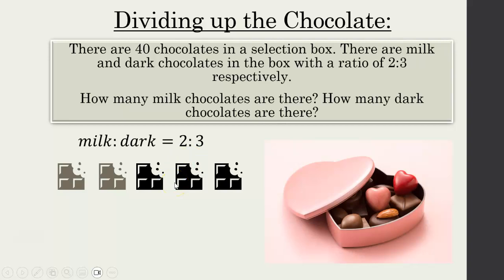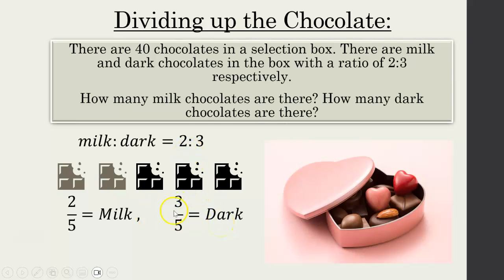Now, why did I pick 5? You'll notice 2 plus 3 is equal to 5. And that's why I did it. I picked 5 because 2 plus 3 is equal to 5. And another way of thinking about this is that 2/5 of all the chocolates will be milk. 3/5 will be dark. So I picked 5 there. If I picked 10 chocolates, well, 2/5 of 10 will be milk chocolates, and then 3/5 of 10 will be dark chocolates.